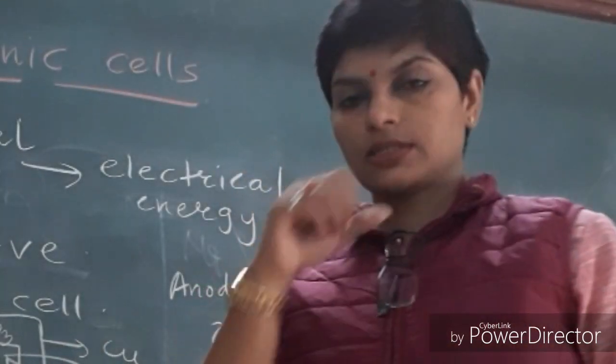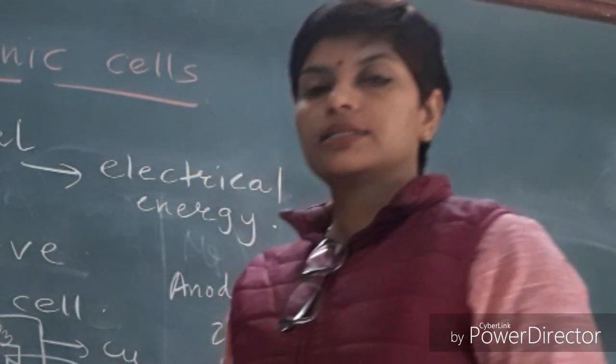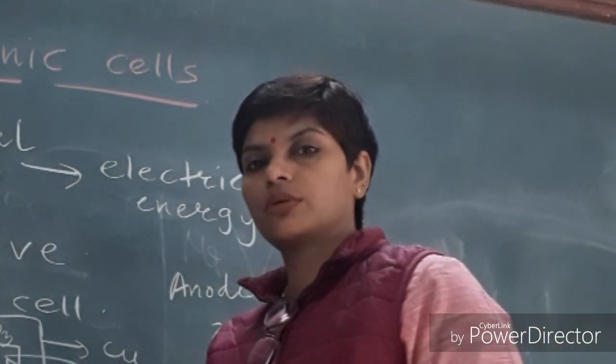So we've understood here the salt bridge serves two functions. The first one, it connects the internal circuit, and secondly, it supplies the counter ions which will neutralize the charge present in both the beakers.